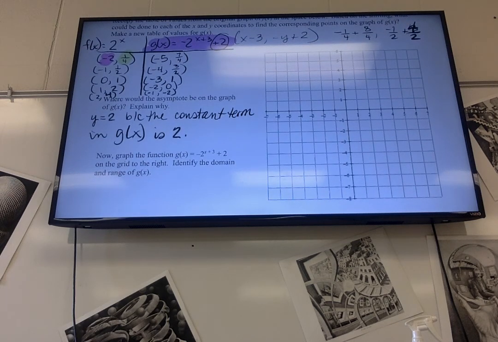Now graph the function, and then go to the right, and then we'll identify the domain and the range. Amazing how none of that stuff goes away. It just doesn't. All right. So we have a horizontal asymptote at 2.